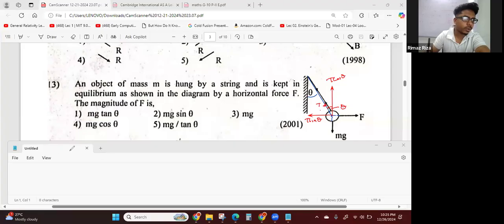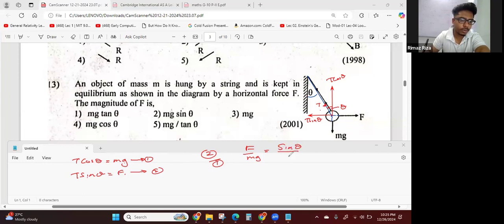So I can consider the vertical force equilibrium. We get P cos theta equals mg, which is equation 1. And then horizontal force equilibrium, P sin theta equals F, which is equation 2. So I take 2 divided by 1. F over mg equals sin theta divided by cos theta. So F equals mg tan theta.